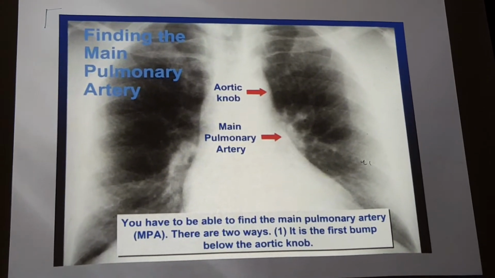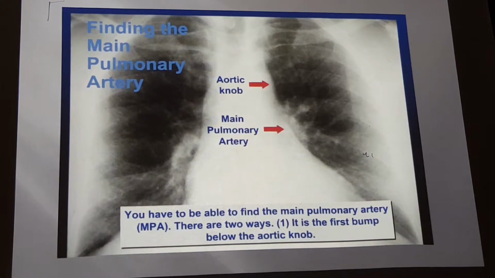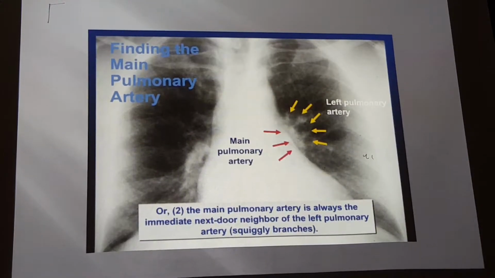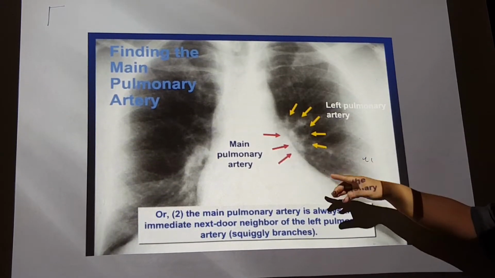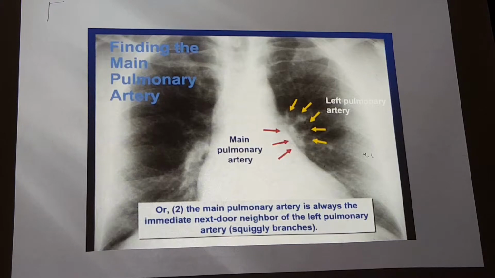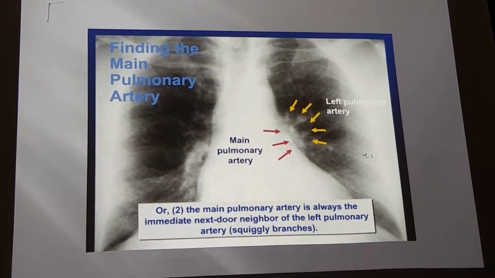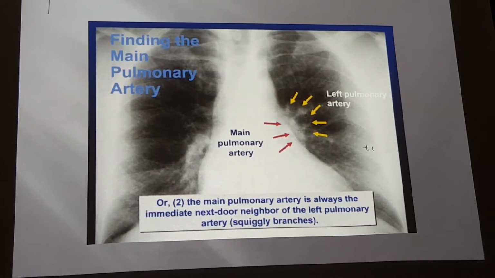There are two ways. First, you locate the first bump below the aortic knob. That's one way. The other is you look for the left main pulmonary artery. Immediately medial to it is the main pulmonary artery segment. That's how you locate the main pulmonary artery segment in two ways. Next slide.